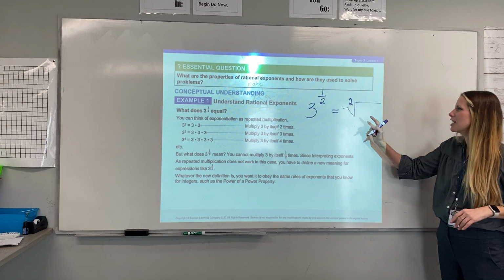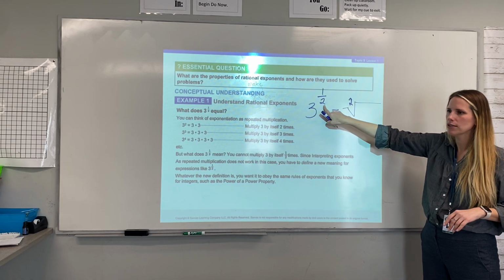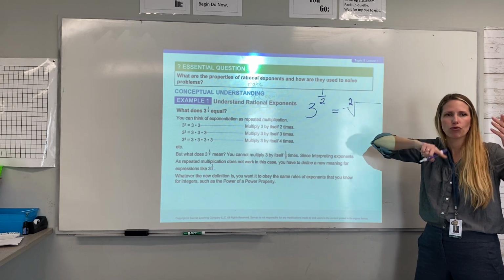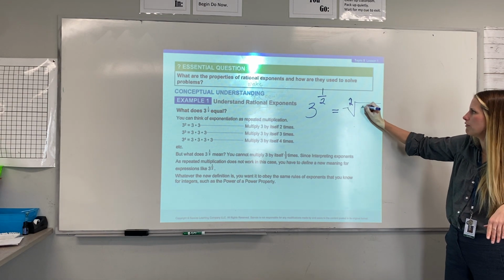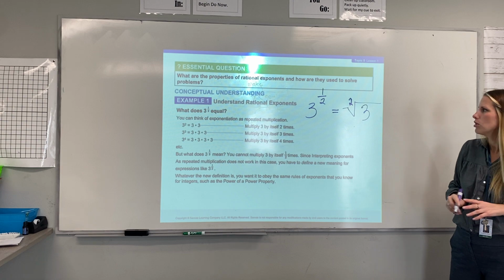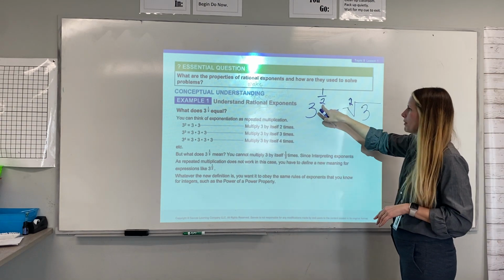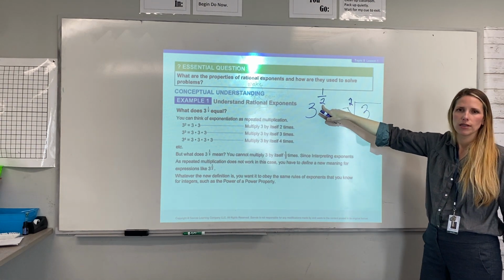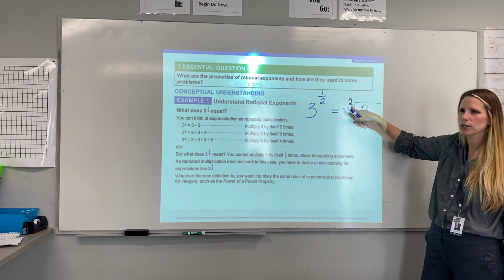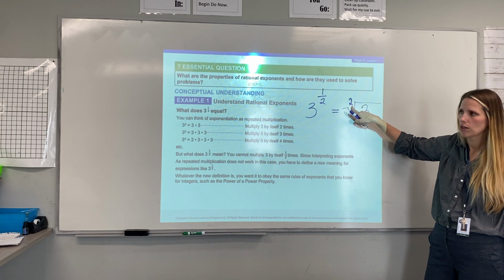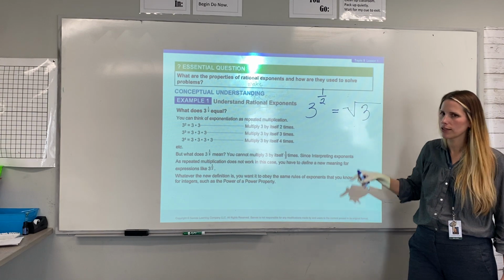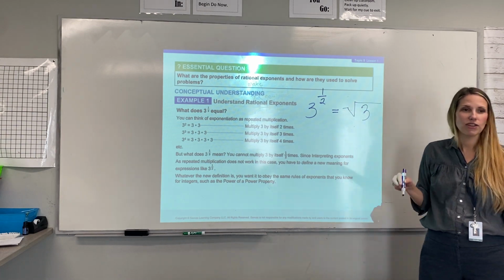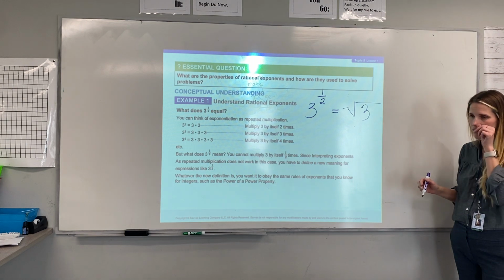All right, so 3 to the half power can be rewritten as a radical, the square root of 3. When the denominator is 2, that means your root is 2. And if your root is 2, you technically do not have to show it. That's the only time that the invisible number isn't 1.